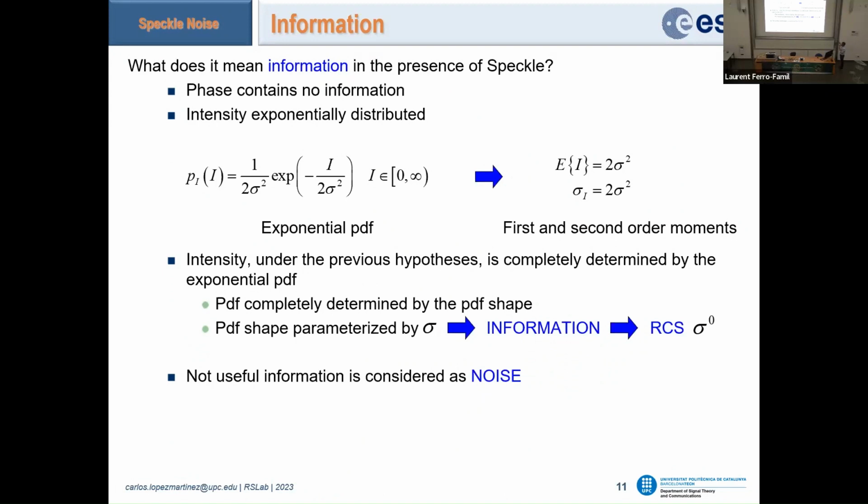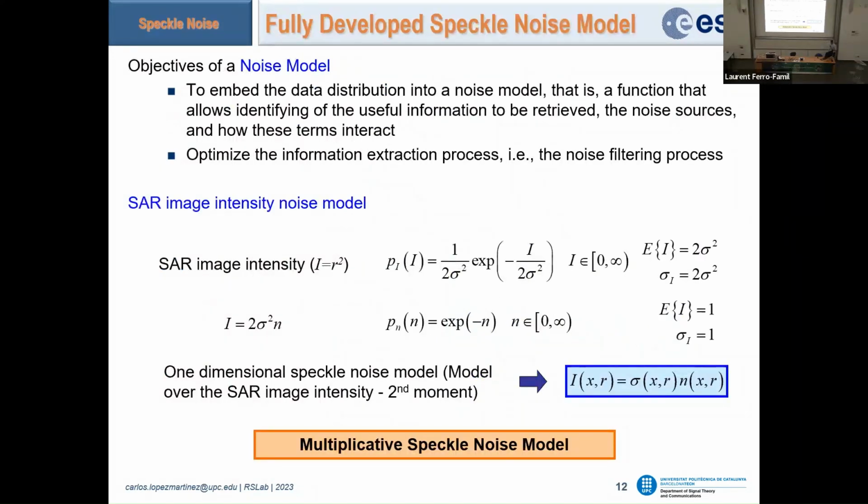Okay, so basically the information is contained in the mean value, not the variance, because the variance is the variance around this mean value. The particularity in this case, which will determine the nature of the speckle noise, is that the variance equals the mean. So if we are interested in the mean value, which brings the information about the radar cross-section, everything which is not mean value for us is noise. So the variance around this mean value for us is noise. That's why we need to assume speckle as a noise.